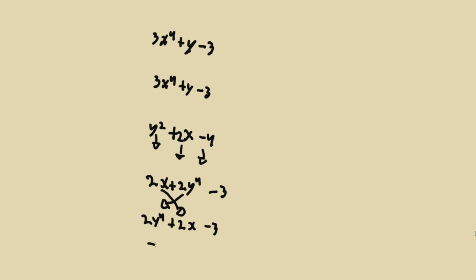We have to sort it like this, right? Highest to lowest. So we have to sort these equations, or the polynomials, from highest to lowest. So this is how we organize a polynomial.